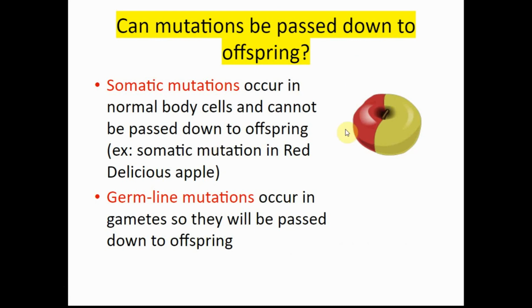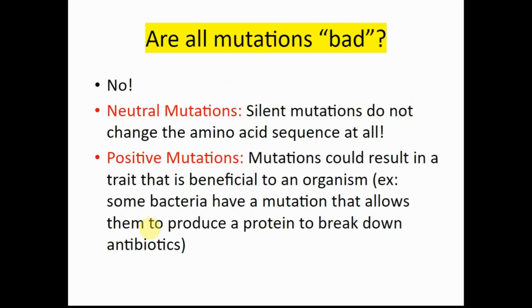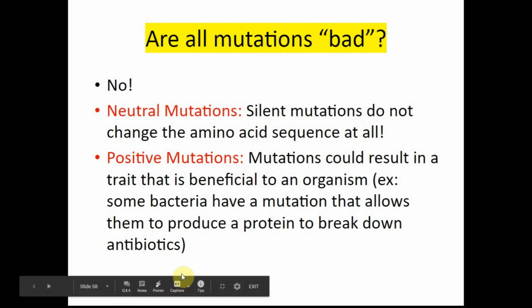For example, this is a mutation in red delicious apples that results in like half the apple being yellow and half the apple being red, but it doesn't get passed on to the baby apple trees that come from the seeds because it's a somatic mutation. Okay. In contrast, a germline mutation happens in the actual sex cells, the gametes, so they do get passed down to the offspring. Because remember, the sex cells are the only ones from the parent that are used to make the offspring.